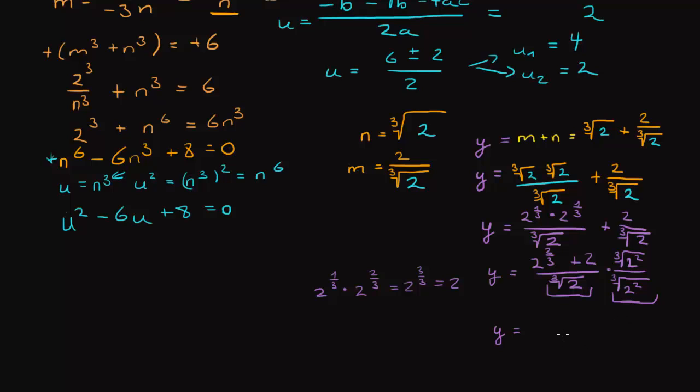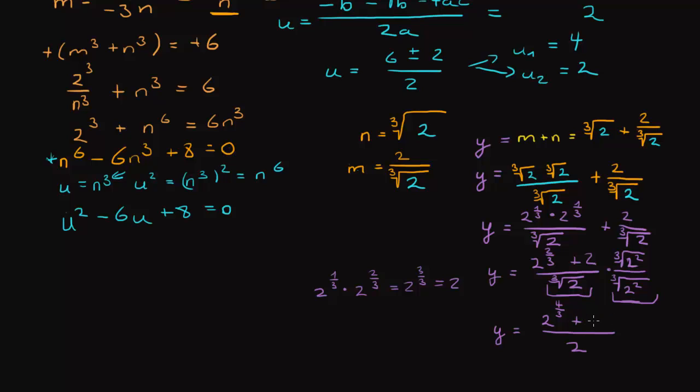So let's do that. So what would we get? We would get 2 in the denominator, and we would get 2 to the 2/3 times 2 to the 2/3. That would be 2 to the 4/3, right?